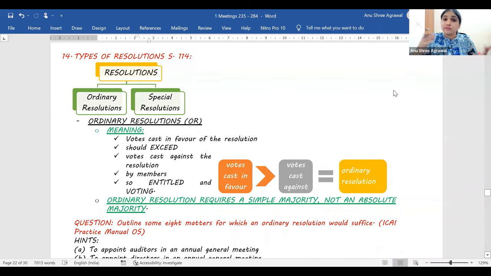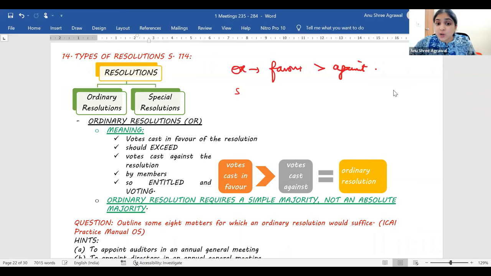Now let us go to the different types of resolutions. We have two resolutions, ordinary resolution and special resolution. In an ordinary resolution, the number of votes in favor will be more than the number of votes against. That is why ordinary resolution is also called what? What is the other name for ordinary resolution? Simple majority, not absolute majority, simple majority.